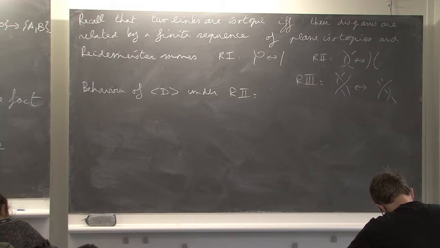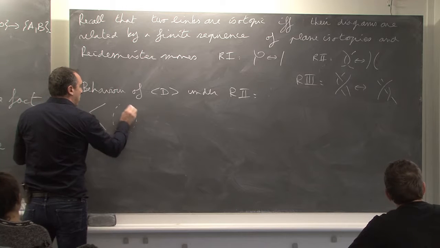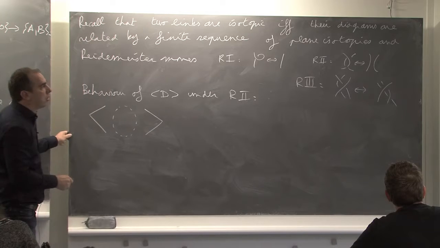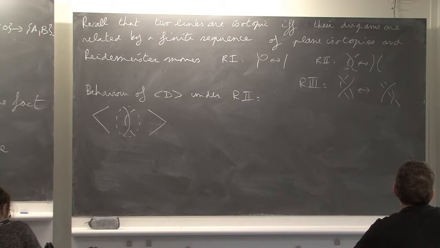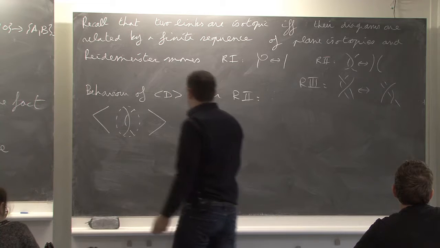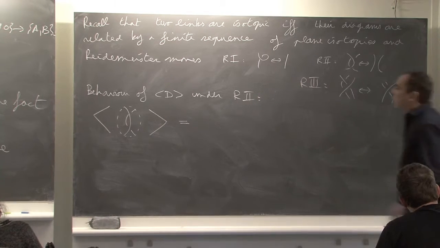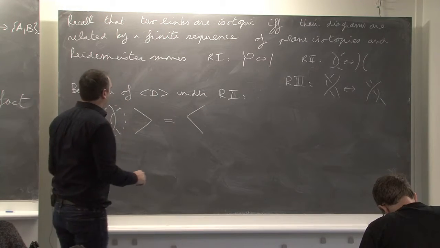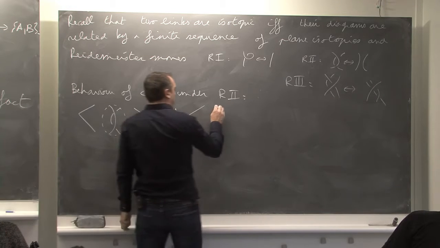Okay. So we compute the polynomial for a diagram like this. If I apply property 1 from this crossing, what do I obtain? So I obtain A times the diagram like this.